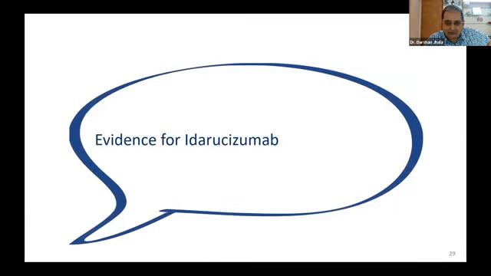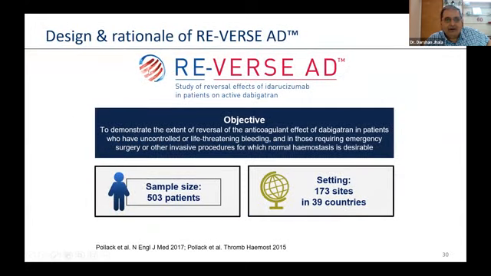So do we have any evidence for idarucizumab? Yes. The trial was called the RE-VERSE AD trial, which had an objective to demonstrate the extent of reversal of anticoagulant effect of dabigatran in 2 subsets of patients. There were some 500 odd patients. Now this number is less because fortunately dabigatran does not cause too much bleeding.